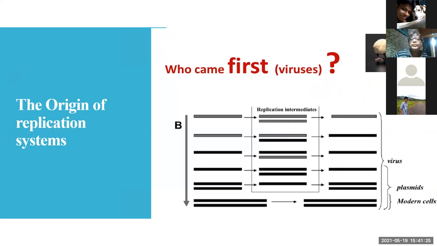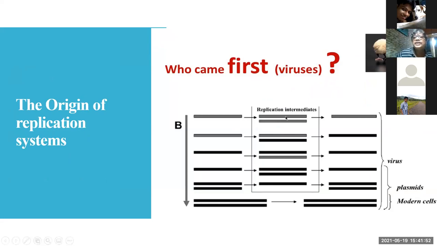Now, coming to this chicken and egg problem, which is going to remain forever: did the viruses come first, or did the cellular organisms come first? Some people will say that viruses evolved from cellular organisms, and other people will say that no, cellular organisms evolved from viruses. Now, to resolve this question of who came first, we can make an argument.